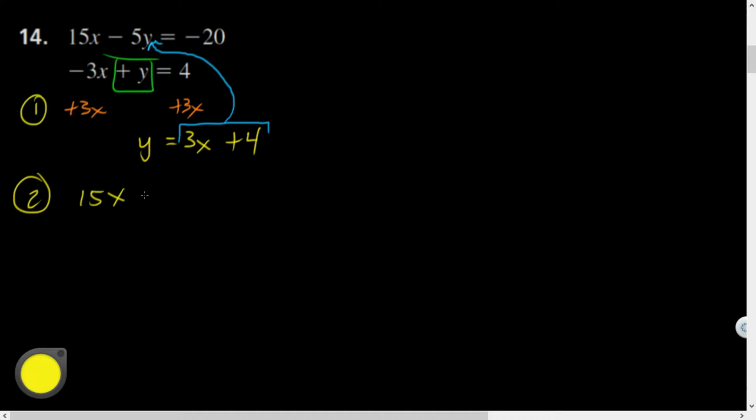So 15x minus 5 times (3x plus 4). Is that equal to -20? Or what values of x would make that true?